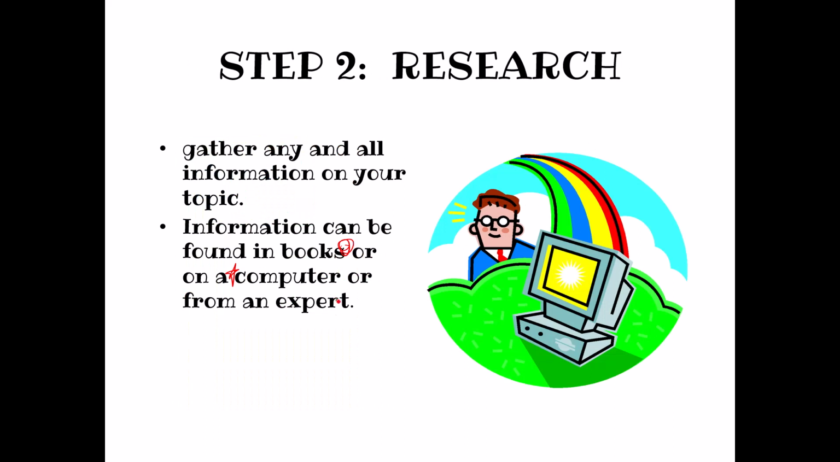Next, we're going to do our research. Here, we're going to gather information on our topic. Okay, now information can come from books, a computer, or an expert. This would be somebody who has done research in the topic. Now, in the field of cereal sogginess, there's not a lot of experts, but in other things that you may or may not want to research, there are experts. There's people who have devoted their entire life to different aspects of science.